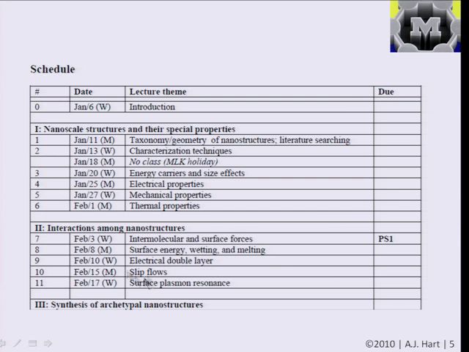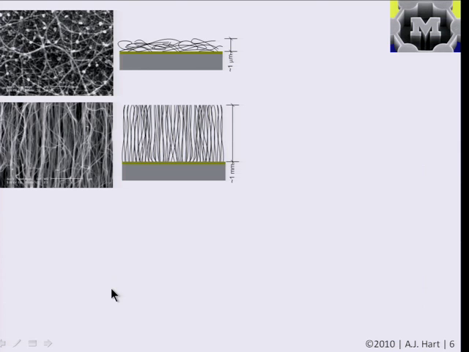And then we'll talk later about the electrical double layer, which is another way of talking about electrostatic interactions between things in solution based on charge distributions. We'll talk about fluid flows at small scales, and then we'll talk about electromagnetic interactions in terms of what's known as surface plasmon resonance. And you may ask, well, what are some examples of why it's important to study these interactions? Well, they're important for synthesis and assembly.